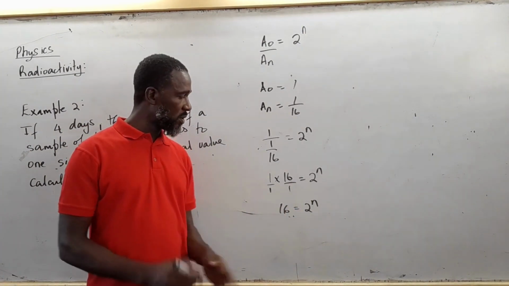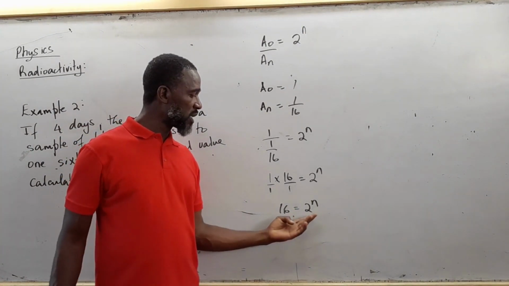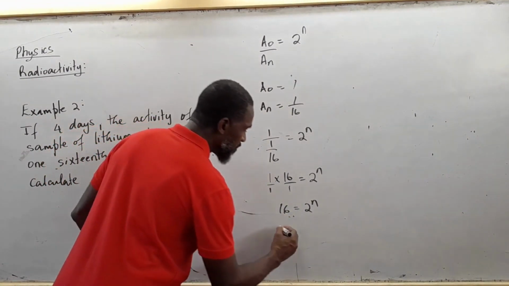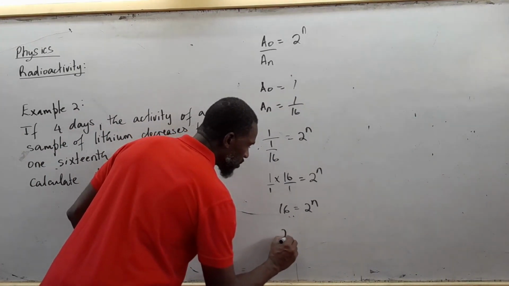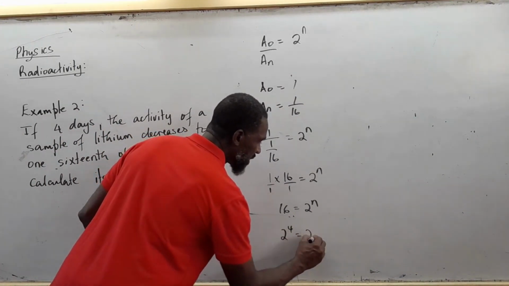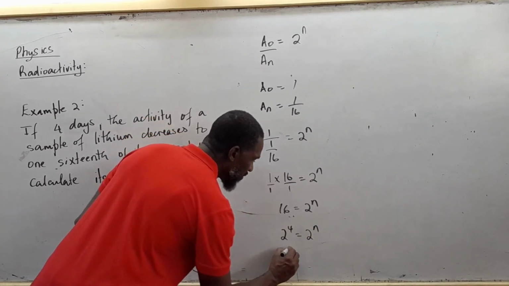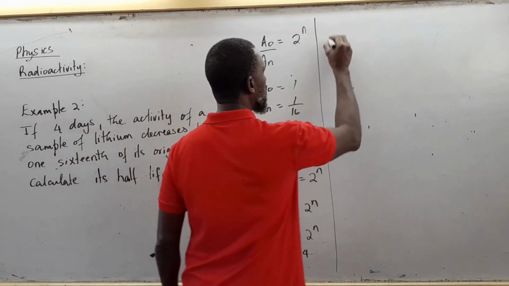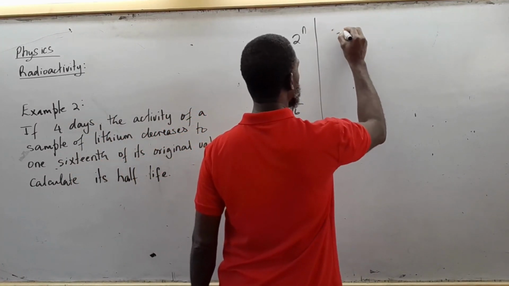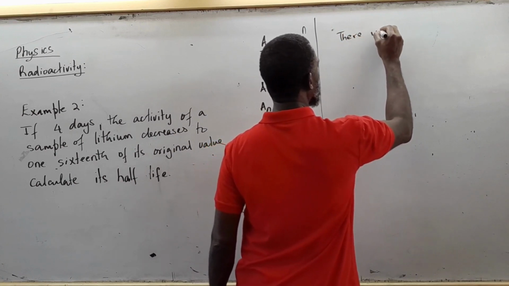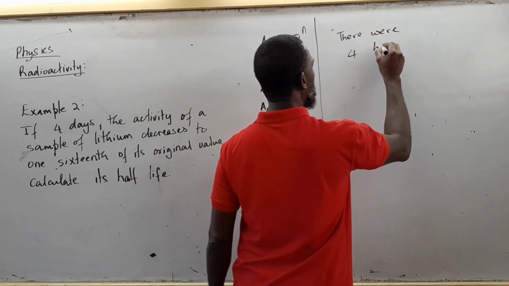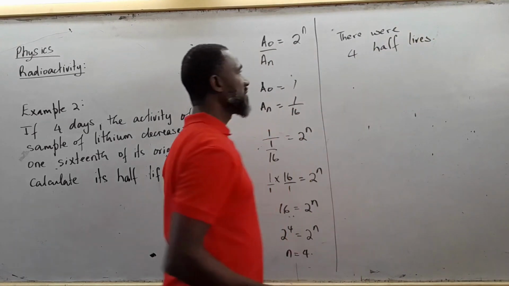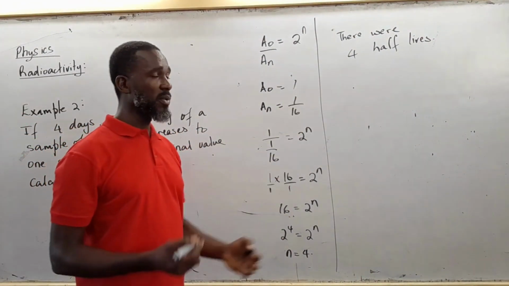So what we are asking now is, how many times will 2 multiply by itself to give you 16? Alright, we know that 2 to the power 4 is equal to 16, so 2 to the power n is equal to 16, therefore n is equal to 4. So this 4 means there were 4 half-lives. So since there were 4 half-lives, it means that in 4 days there were 4 half-lives.